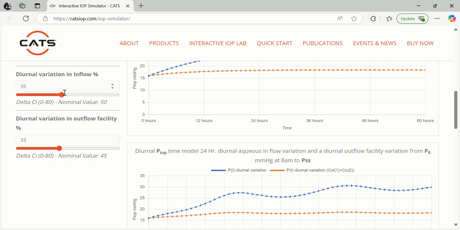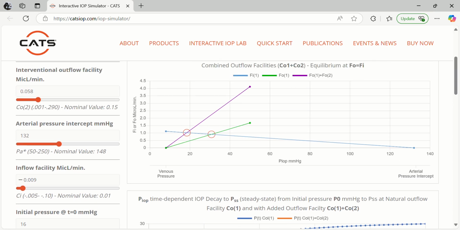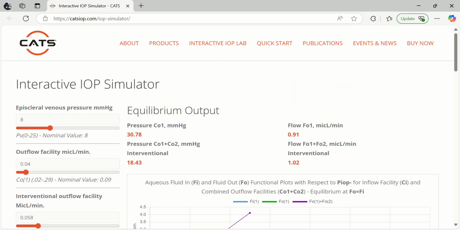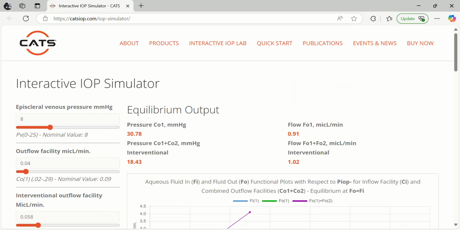And there is some theory that there is some inversion in given patients in the differences in outflow and inflow facility. But this gives us an overall view of both the static and dynamic abilities of the interactive IOP simulator. This is something you should play with and change around, and it gives you an intuitive feel of how these things actually work. Thank you so much.